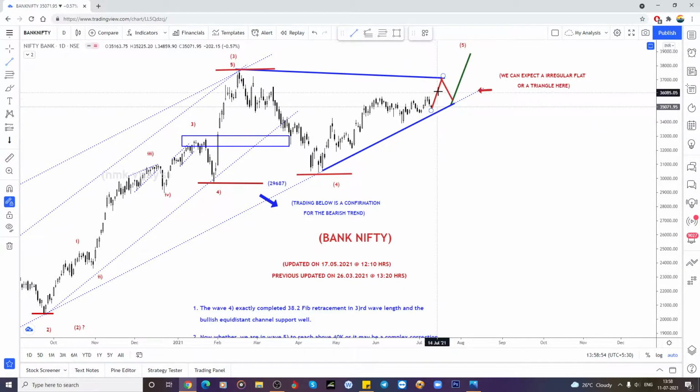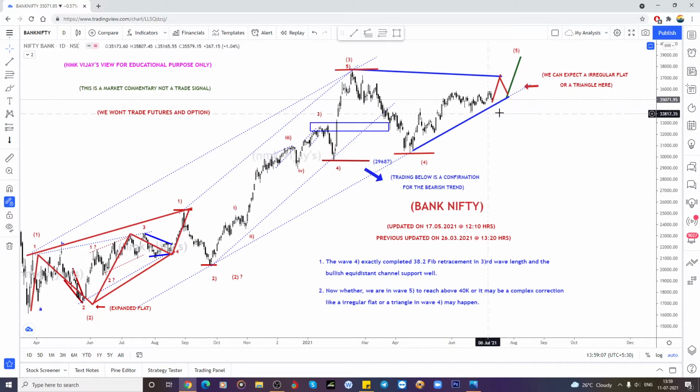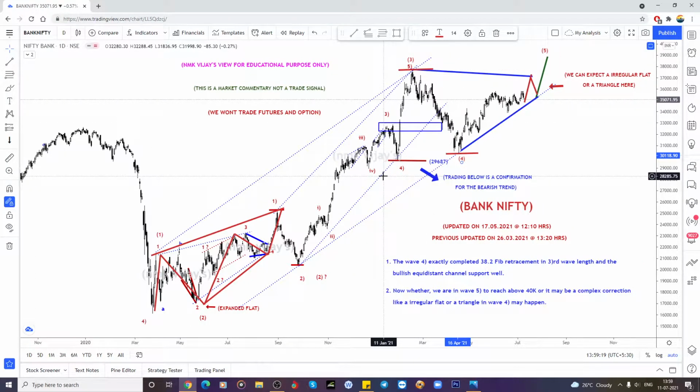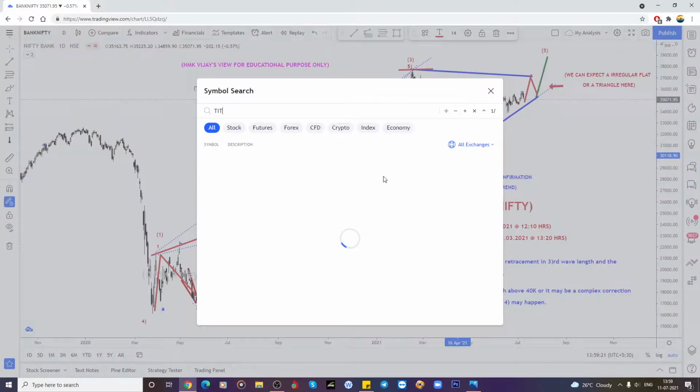Otherwise, what I have already drawn here is the same thing, 1, 2, 3, 4 and 5. So this could be a 1, this could be a 2, 3, 4 and 5. If this is the fourth wave, this is the end of the fourth wave. The fifth wave is still ahead, and a little bit above the high is also possible. So let's move on to the next, Titan.